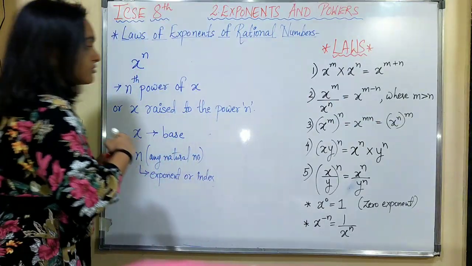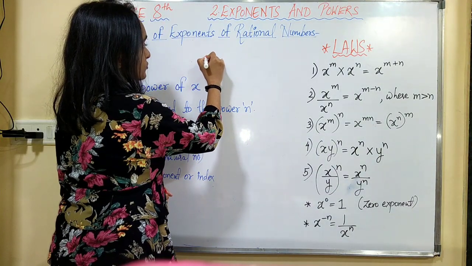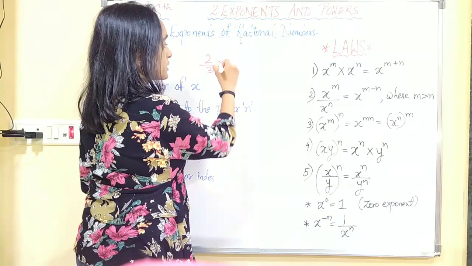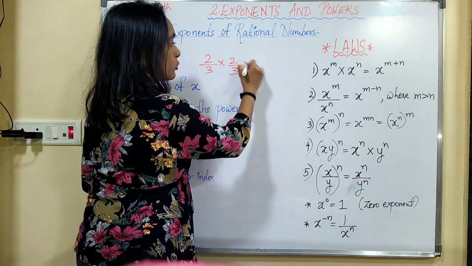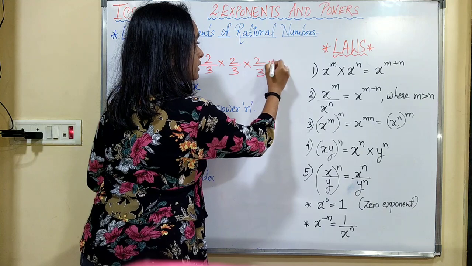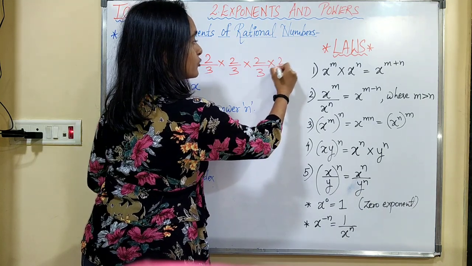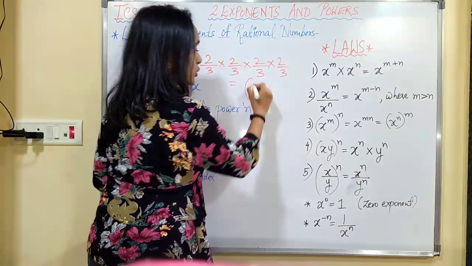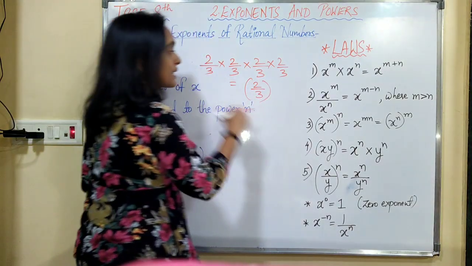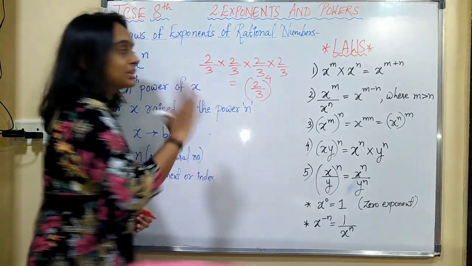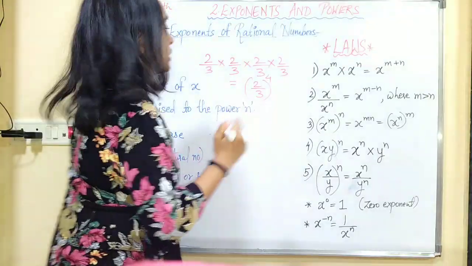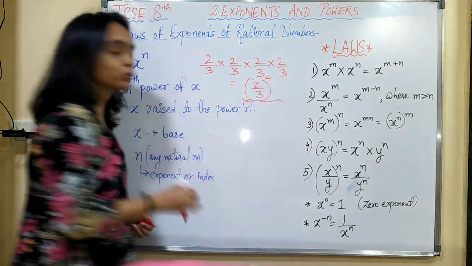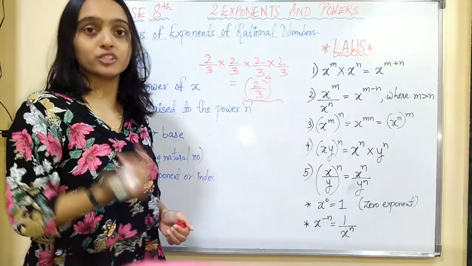Like for example, if I give you 2 upon 3. Okay. So 2 upon 3 is multiplied by 2 upon 3 multiplied by 2 upon 3, say 4 times. Okay. So this can be written as 2 upon 3 raised to 4. That is, it is multiplied 4 times. Okay. So this type of notation is said to be exponent notation or power notation.